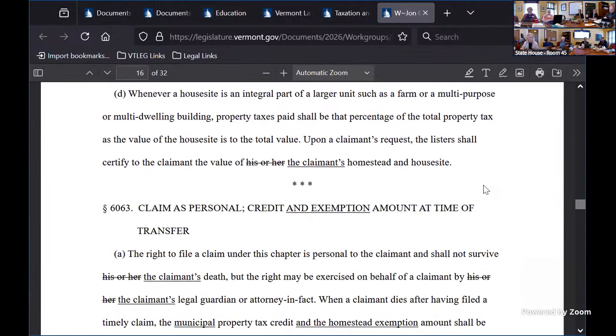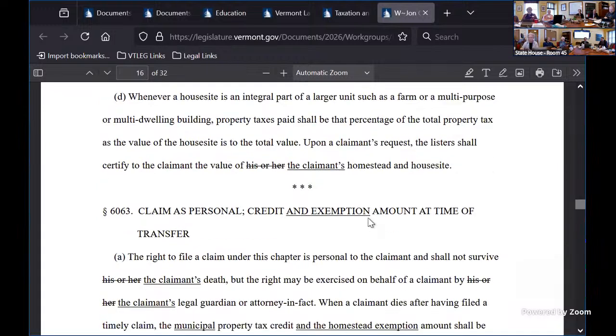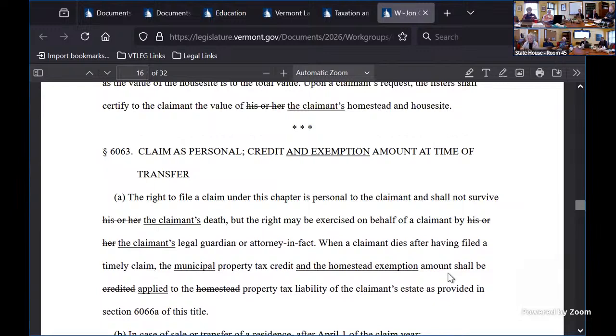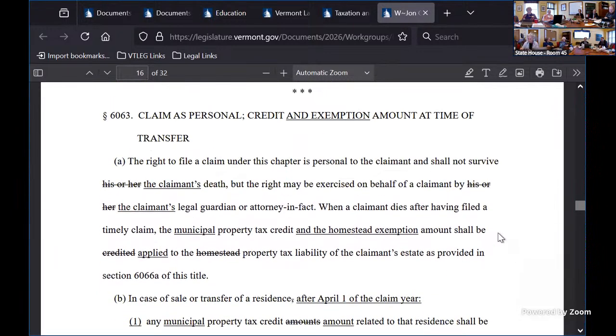Cleanup changes here in 6062, just getting rid of gendered language. Similar cleanup type changes here in section 6063. These are just provisions that deal with what happens upon an owner's death. Does that transfer in the same way? This maintains the current path.